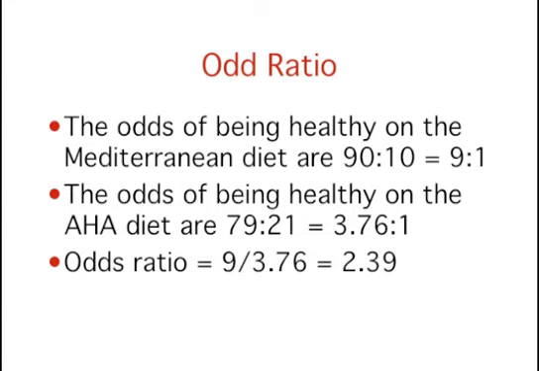A third commonly used measure is the odds ratio. For our example, the odds of being healthy on the Mediterranean diet are 90 to 10, which equals 9 to 1. The odds of being healthy on the AHA diet are 79 to 21, which equals 3.76 to 1. The ratio of these two odds is 9 divided by 3.76, which equals 2.39. Therefore, the odds of being healthy on the Mediterranean diet are 2.39 times the odds of being healthy on the AHA diet. Note that the odds ratio is the ratio of the odds and not the ratio of the probabilities.